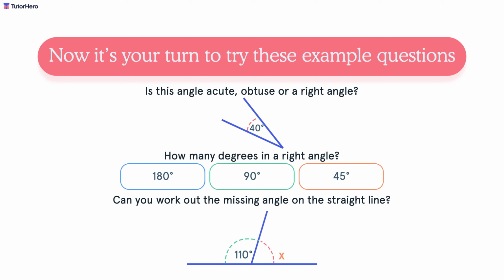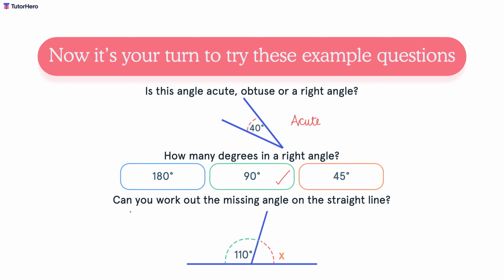Is this angle acute, obtuse or a right angle? This angle here, 40 degrees, is an acute angle. We know this because acute angles are smaller than 90 degrees and 40 degrees is less than 90 degrees. How many degrees in a right angle? This is a very simple one. We know that right angles are always 90 degrees.